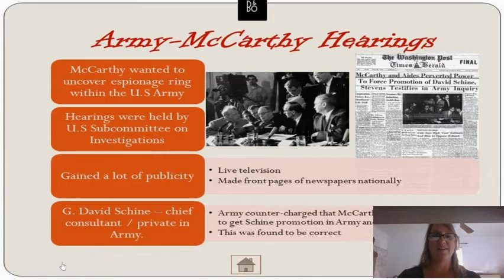All right, so then we have the McCarthy hearings. They're going to be next in our timeline. It's a really famous time period that a lot of people know about. Senator Joseph McCarthy wanted to uncover a lot of spying he thought was going on in the U.S. Army, as in communist spies. And this is really called a time period of the Red Scare.